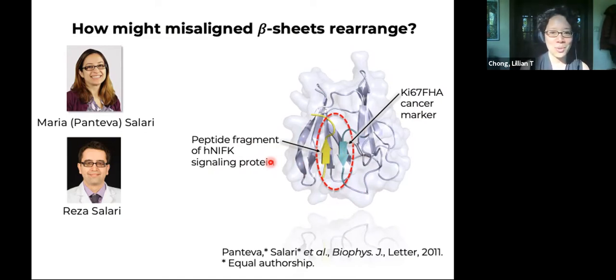And this was a paper that came out in 2011, our early efforts involving two co-first authors that eventually married each other years later after being in my lab. And so a closer look at this beta sheet here.